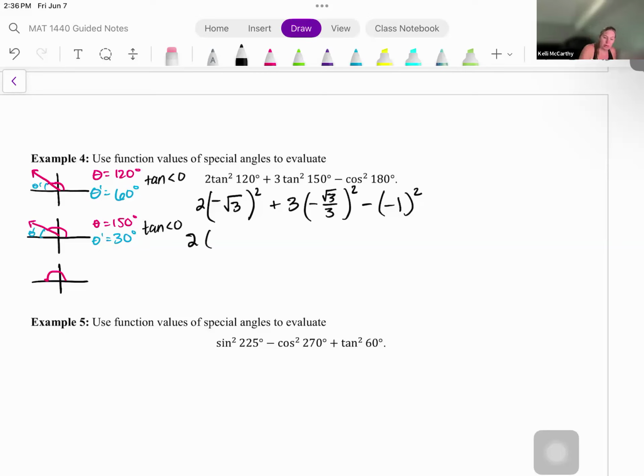Negative square root of 3 squared is going to be 3. The negative square root of 3 divided by 3 squared, we're going to square the numerator and the denominator, so we get 3 over 9. And -1 squared is 1. So we've got 6 plus 3 times 3 over 9 is 9 over 9, or 1 minus 1. So this expression simplifies to 6.